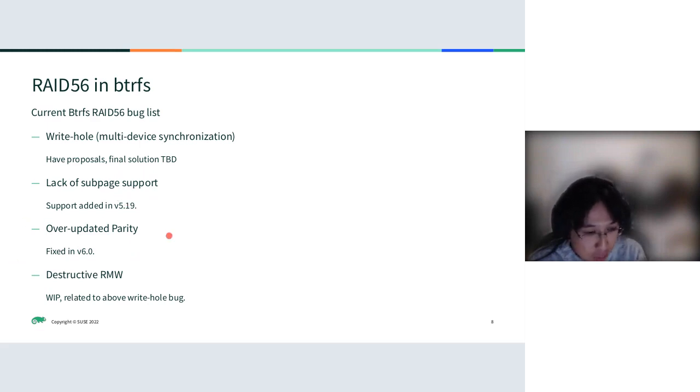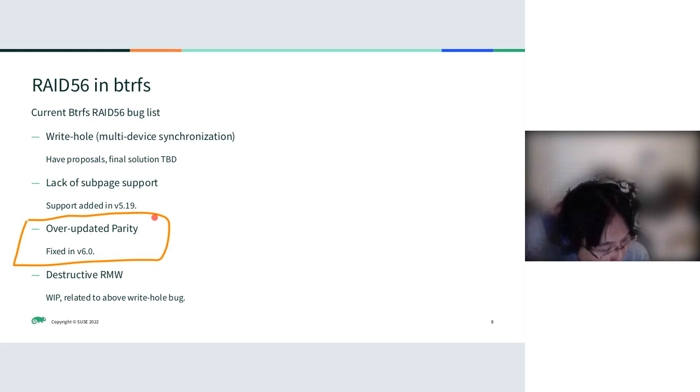Another thing is parity update. As I mentioned, every update in the data should have its corresponding parity updated. So that means even if only one sector, one block needs to be updated in the data stripe, we at least need to update the corresponding block in parity. But Btrfs not only updates the block, it updates the full stripe for parity. One may ask, it's not a problem at all, it's just some extra IO, but later I will explain why this can cause data corruption.